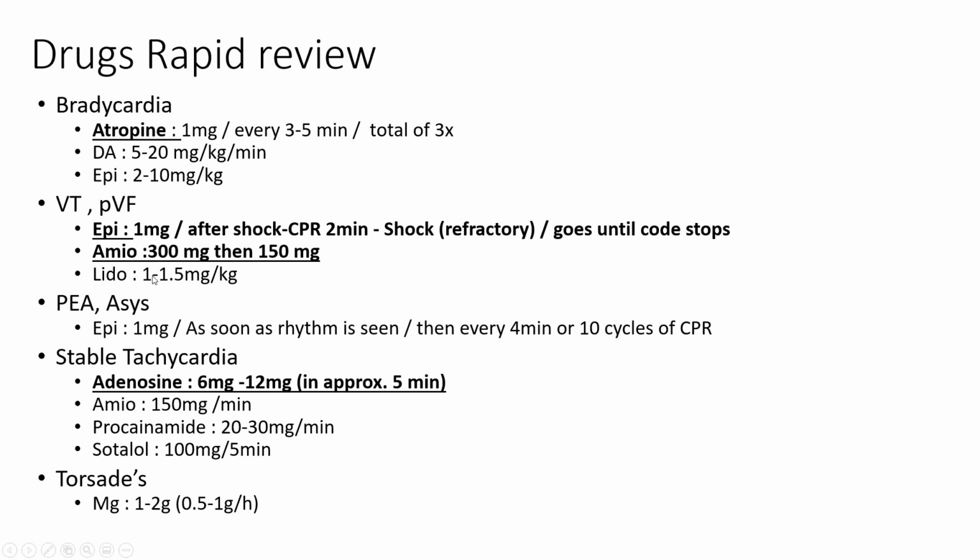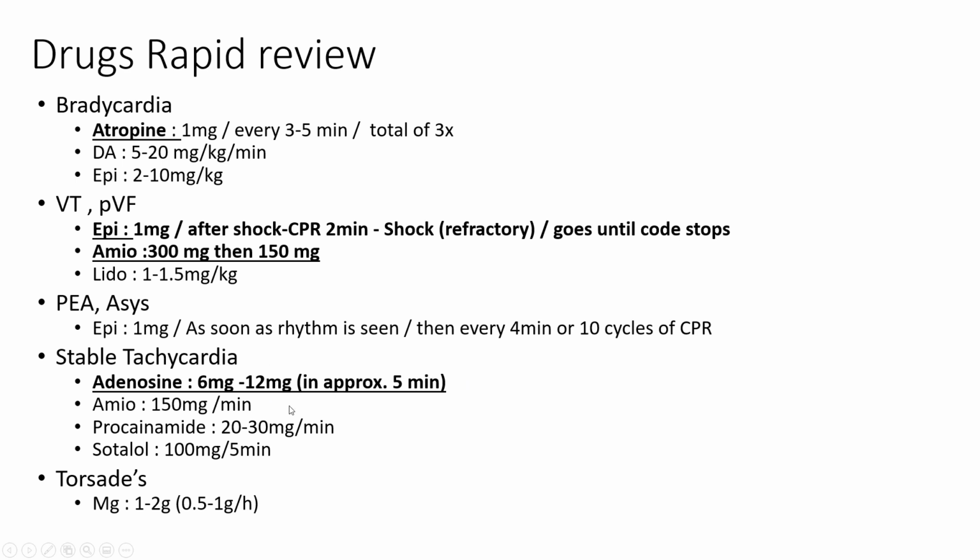Also remember lidocaine is 1 to 1.5. So the I in lidocaine looks like a 1 to 1.5, and then later it's 0.5 to 0.75 on the second dose. It's important to remember the lidocaine dose as well. Then for PEA and asystole, it's still epi 1 milligram, just like in this other case. Stable tachy, you want to give adenosine, 6, then 12. It used to be 6, then 12, then 12. Right now it's just 6, and then 12, and then stop.